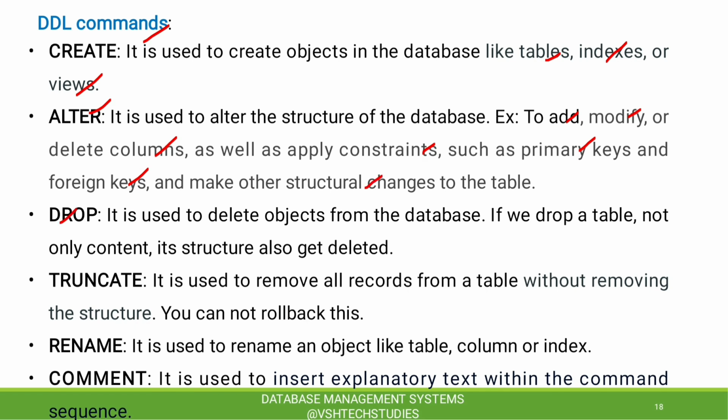Third one, drop command. It is used to delete objects from the database. That is, if we drop a table, not only the content of table is deleted, but its structure also gets deleted. Fourth one is truncate command. It is used to remove all the records from a table without removing the structure. We cannot roll back this. Truncate command can delete all records, not one or only few records.